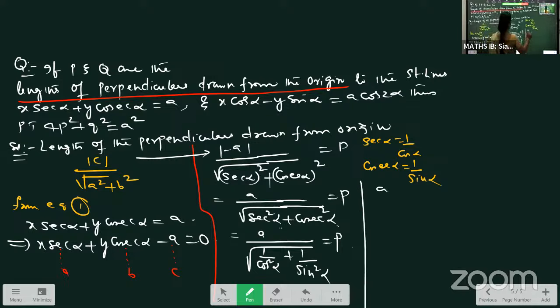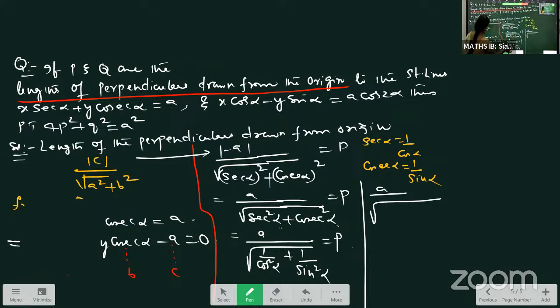Now, A by root over, take that LCM. While taking the LCM, this will come this side, this will come this side, and again both will come close. Then we write this as sin square alpha plus cos square alpha by sin square alpha cos square alpha is equal to, we named this one as P.